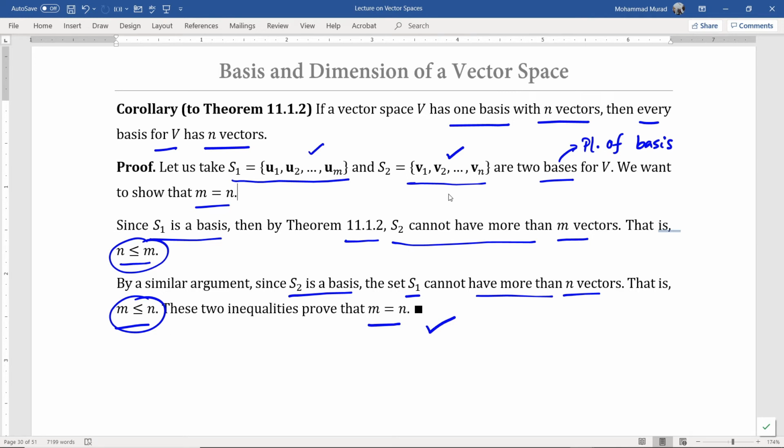So we proved that if a basis for a vector space V has n vectors, then every other basis for the vector space V has the same number of vectors.